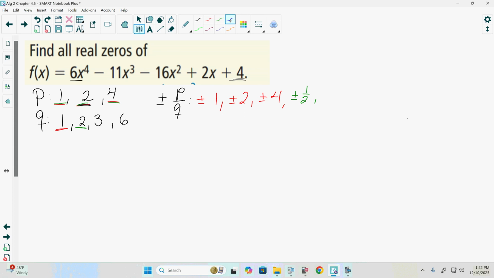Then we would go on to 3. 1 divided by 3 is going to give us plus or minus 1/3. It's not listed and it doesn't reduce. 2 over 3 is going to give us 2/3. And lastly, 4 divided by 3 would give us 4/3.